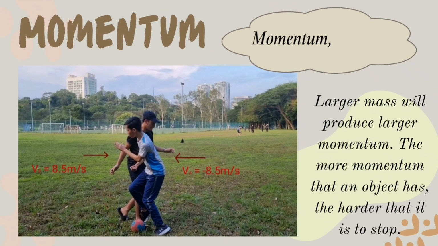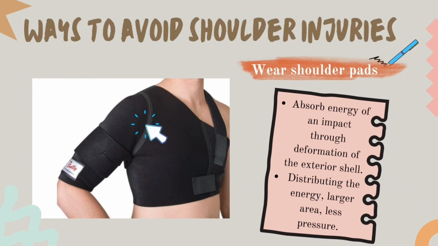Momentum is produced in collision. The formula of momentum, P equals mv, proves that the larger mass will produce larger momentum. Larger momentum means that it is harder to stop. So, how to avoid shoulder injuries while playing football?